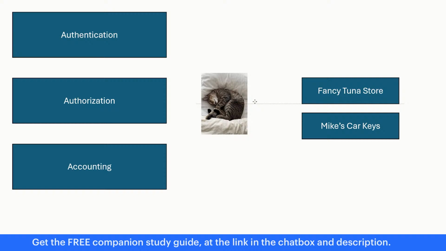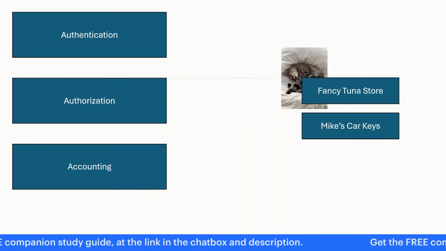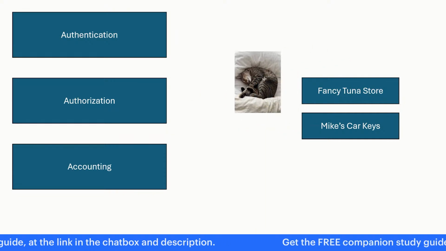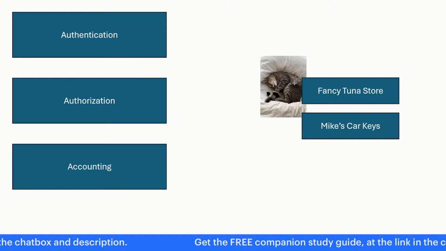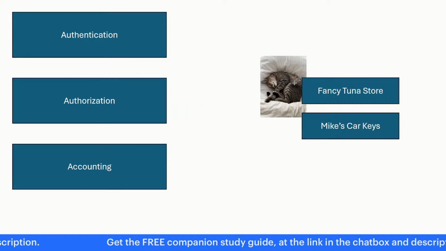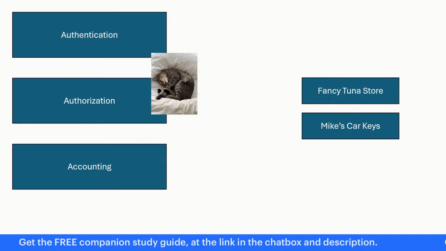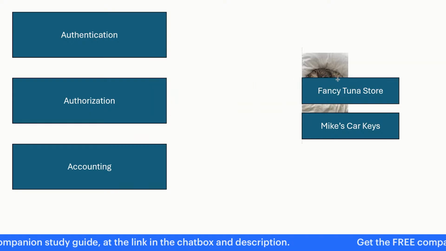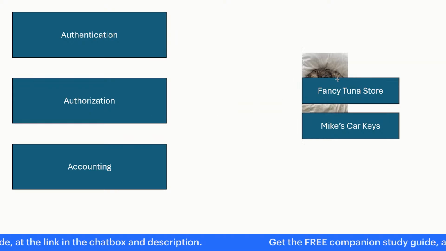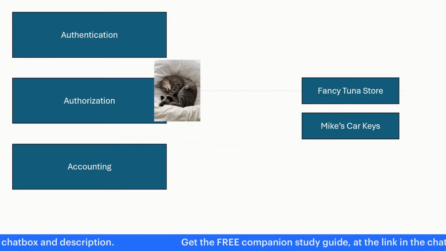So she goes to the fancy tuna store and the request is authorized, meaning she wants to go to the tuna store. The identity systems in our house say, yes, Cindy, you're allowed to go shop at the tuna store. So she goes to the tuna store. Now, Cindy does whatever she wants in the tuna store. Now she wants to do something else.